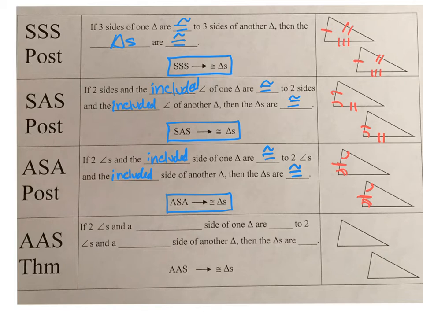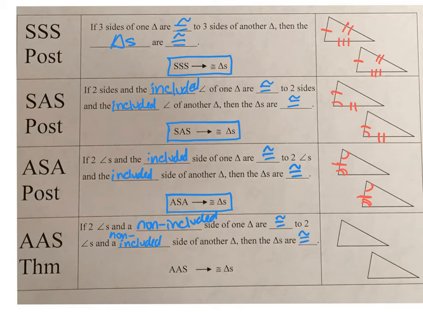The angle-angle-side theorem says if two angles and a non-included side of one triangle are congruent to two angles and a non-included side of another triangle, then that's enough to guarantee that the two triangles are congruent.